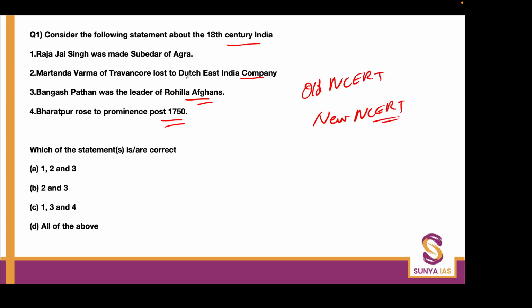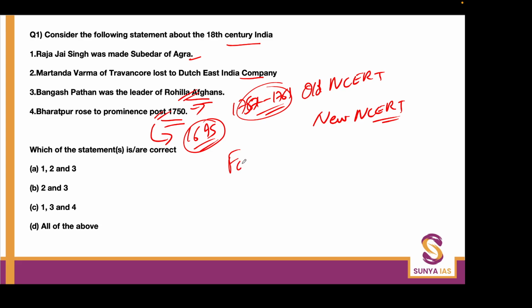Now, Raja Jai Singh was made Subedar of Agra. Martanda Varma of Travancore lost to Dutch East India Company. Bangash Pathan was leader of Rohilla Afghans, and Bharatpur rose to prominence post 1750. Bharatpur was formed in 1695, but it is true that post 1750, when the Mughals were in a decimated situation, Bharatpur rose to prominence. And between 1757 and 1761, they excelled. So the fourth statement is right. Bangash Pathan was the leader of Rohilla Afghans. This is also right. Bangash Pathan is the leader who supported Farrukhsiyar against Jahandar Shah, and he got into prominence after that only. So that statement is also right.